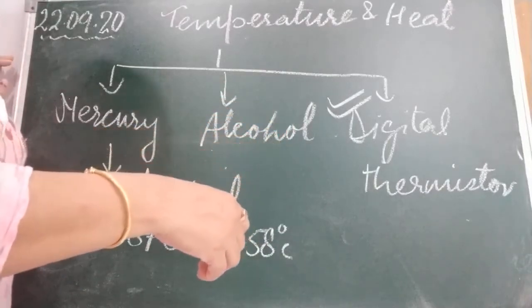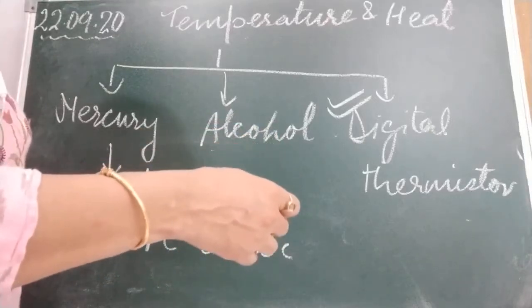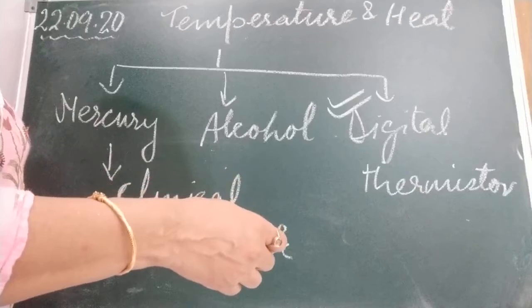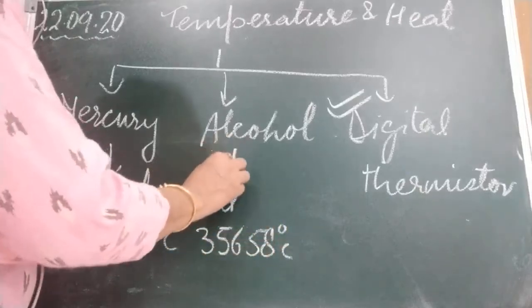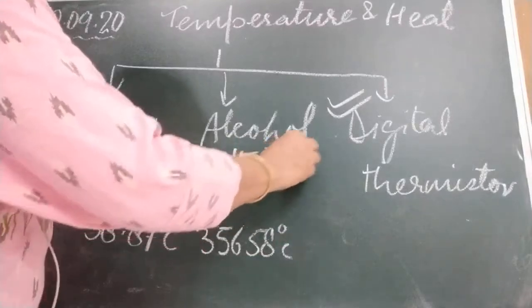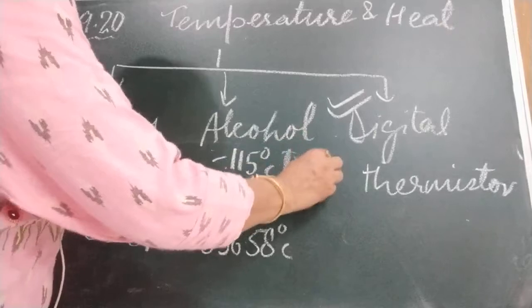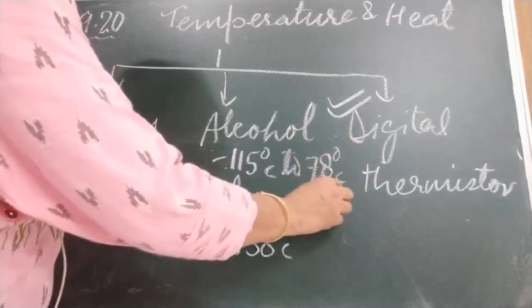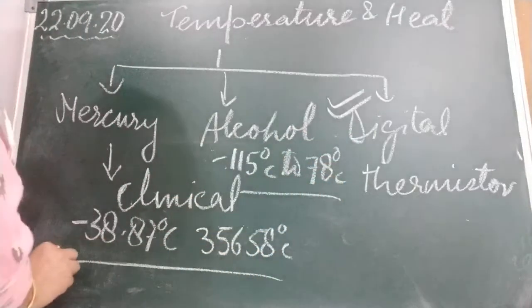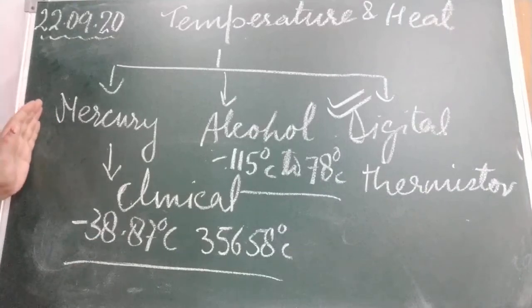Okay, and the alcohol thermometer, what is its range? It can measure from minus 115 degrees Celsius to 78 degrees Celsius. Okay, this is the range of this. Is this clear, children? Now as I told you, in the clinical thermometer we use mercury.